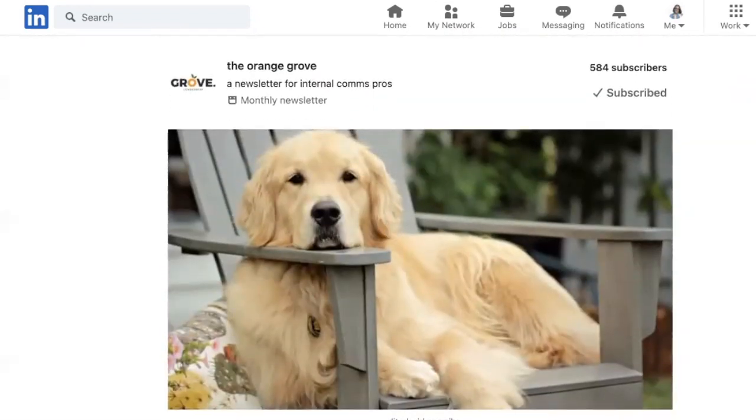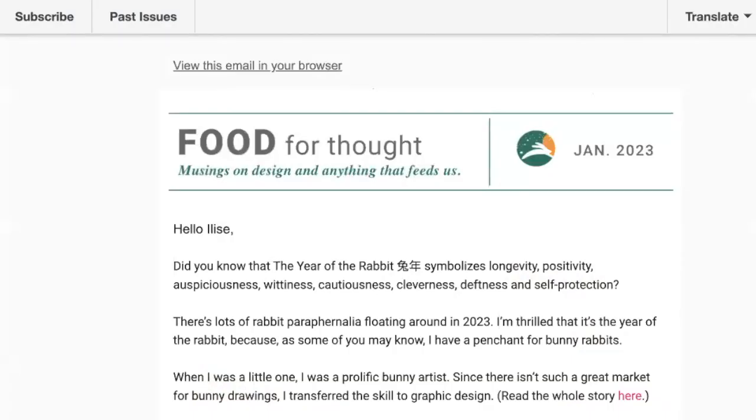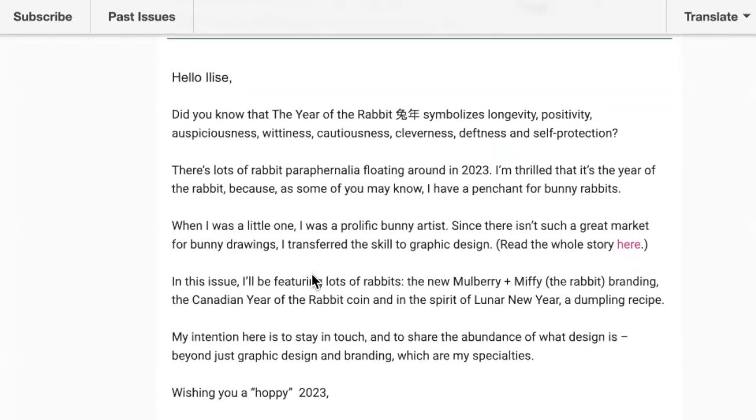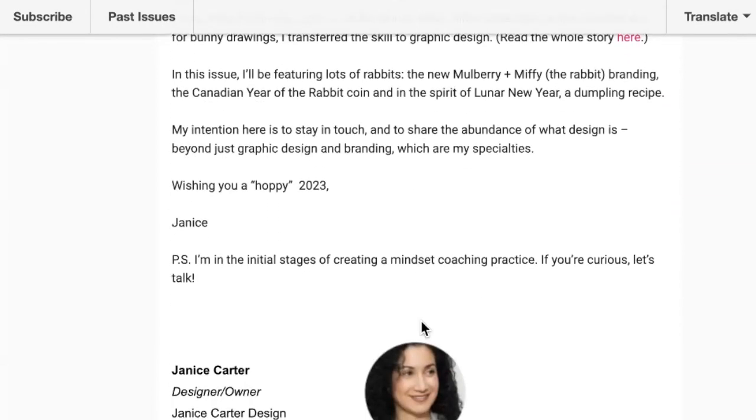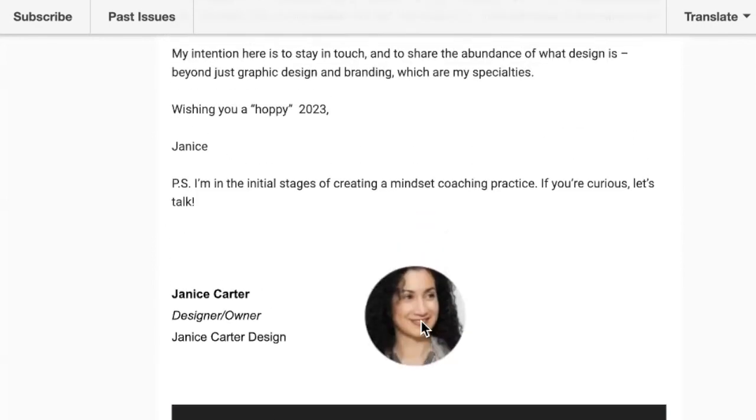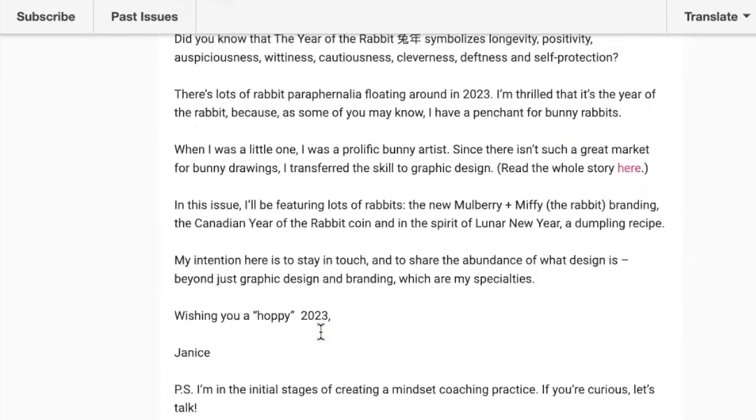All right, then going back to Janice, she has a MailChimp newsletter, which she calls Food for Thought, Musings on Design, and Anything That Feeds Us. And this is her January issue. And so she talked about the year of the rabbit. I just want to point out the structure here. She's got a little note at the beginning, and actually beyond the structure, this is a newsletter of curated content, which again, if you're not sure what to write about, then share what you like from what's already out there and then put your own spin on it. So that is her email newsletter.